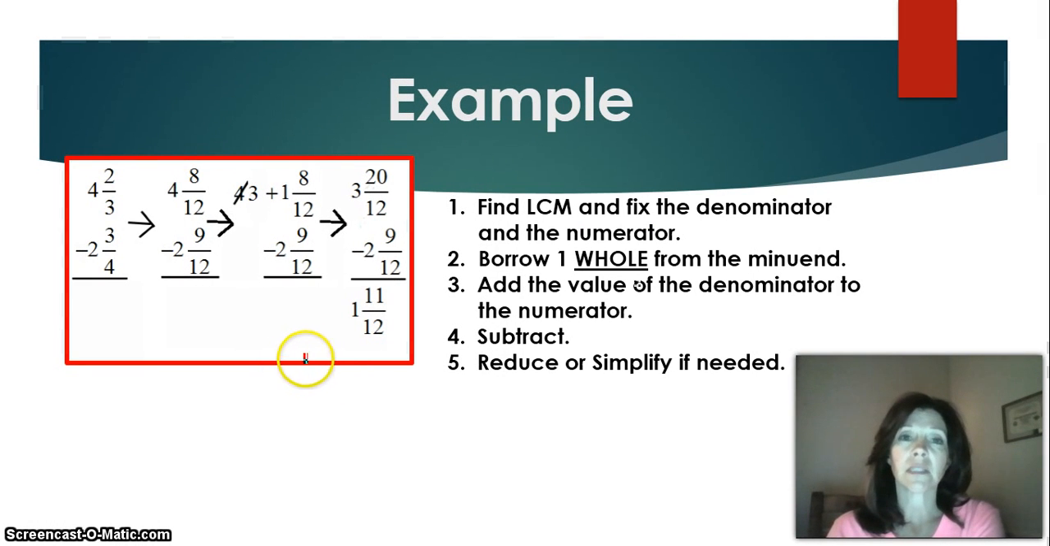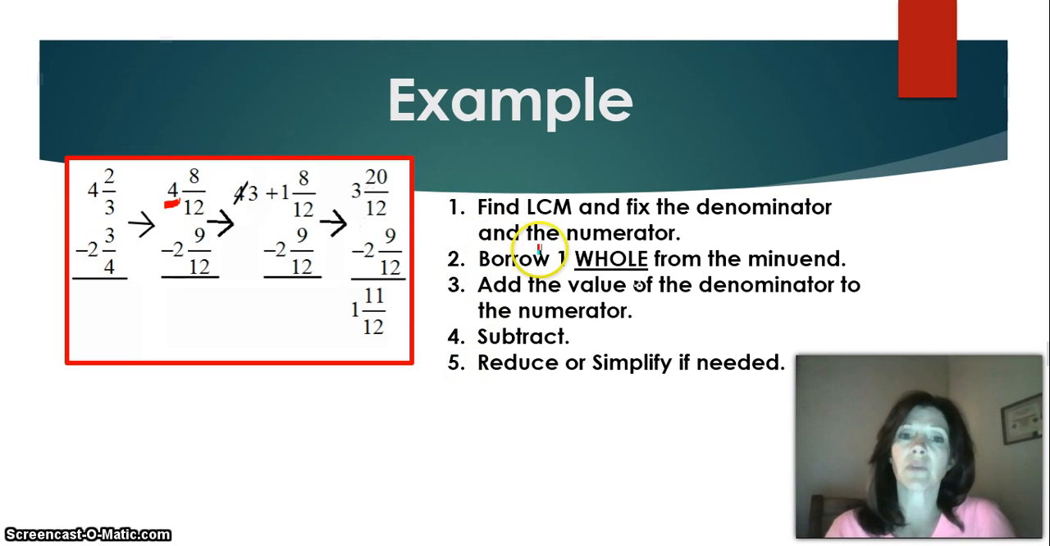This lesson is subtracting mixed numbers. The difference in this is that when you're subtracting these mixed numbers, you're going to have to borrow from your whole number and add to your numerator in your first fraction in order to complete the subtraction problem. So in 4 2/3 minus 2 3/4, we have to borrow from the whole number 4 in order to complete the problem. So this one is already written out for you. I'm just going to review the steps with you in this, and then we'll do a subtraction problem together.